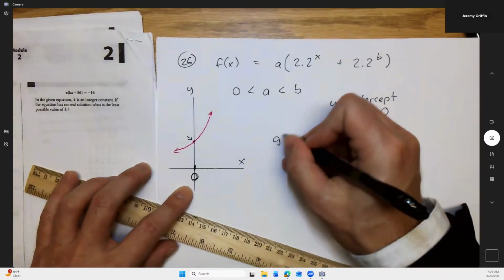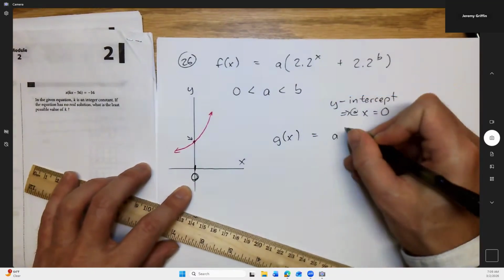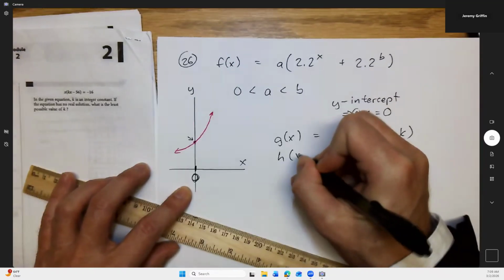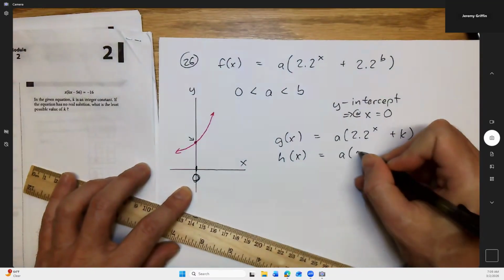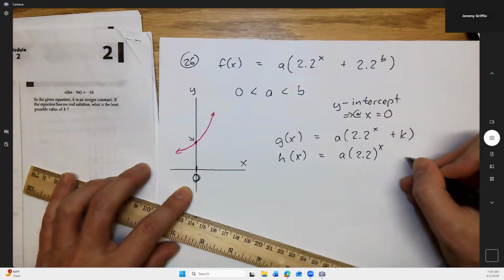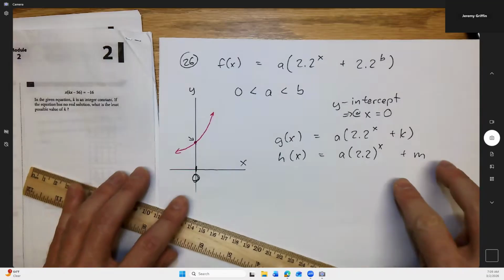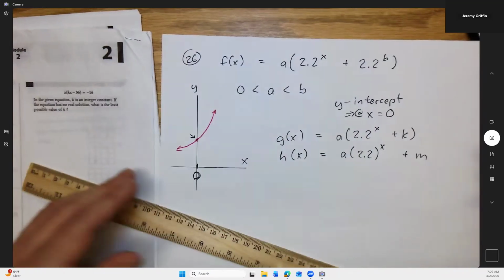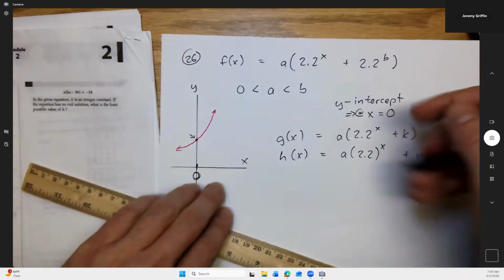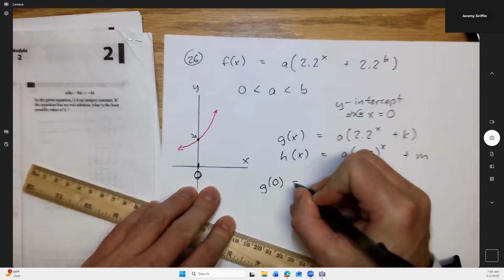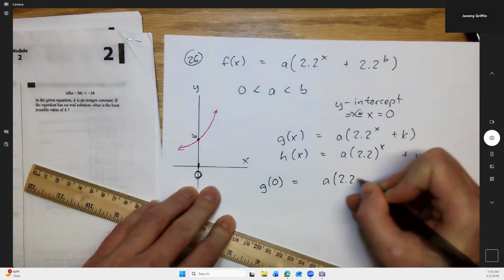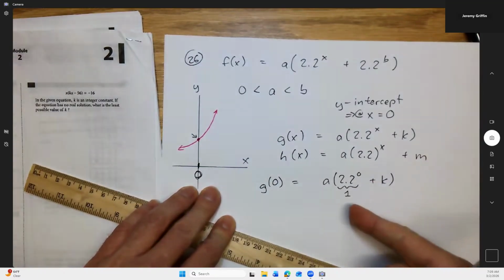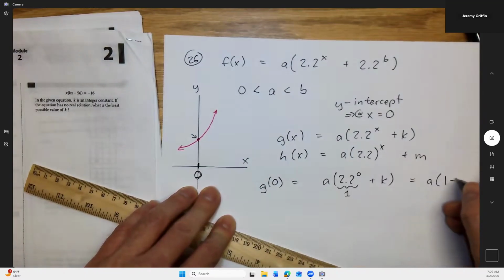Now they give you g of x is a times 2.2 to the x plus k, and they give you h of x is a times 2.2 to the x, and then separate from that plus m. Remember, g of x and h of x are f of x. They're just rewritten with this k and this m. But let's try this. Let's plug in 0 and see what happens. So what is g of 0? That's a times 2.2 to the 0 plus k. Now 2.2 to the 0, well, that's 1. So this is a times (1 plus k).